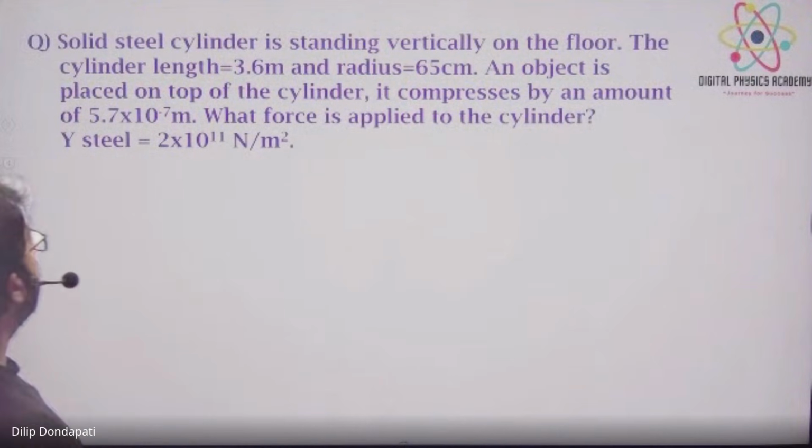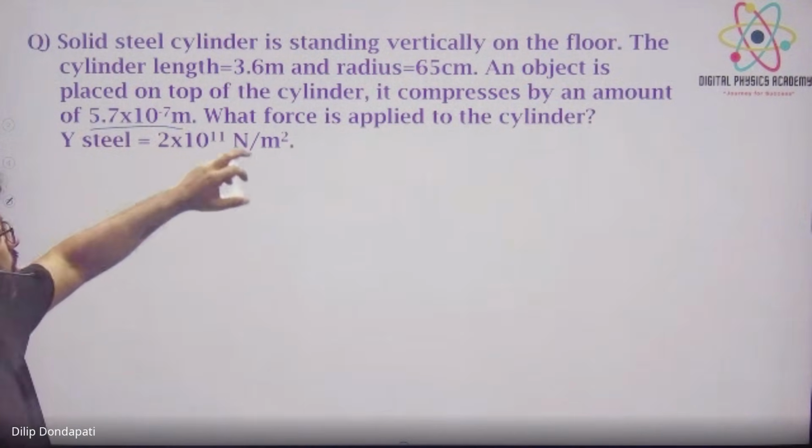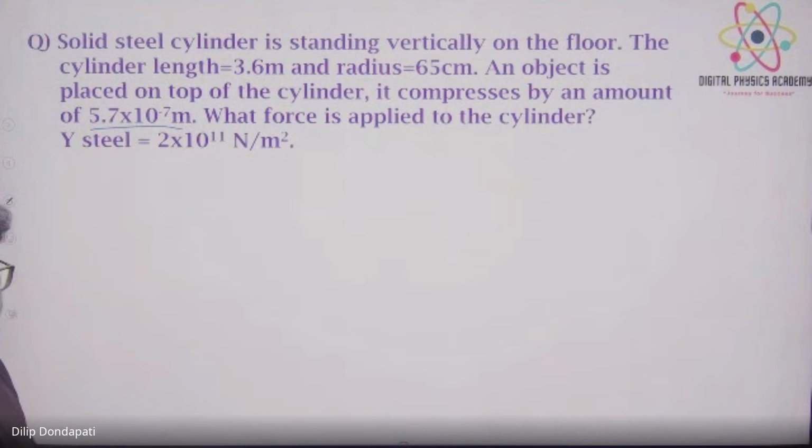Okay. Next one. A solid steel cylinder standing vertical on the floor. The cylinder length and radius are given. An object is placed on top of the cylinder, and it compresses by an amount delta L, which is also given. What force is applied by the cylinder? Force only is being asked.